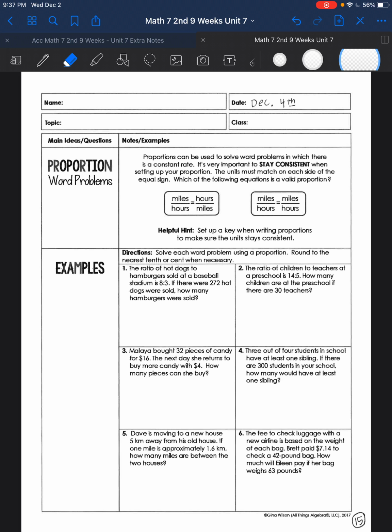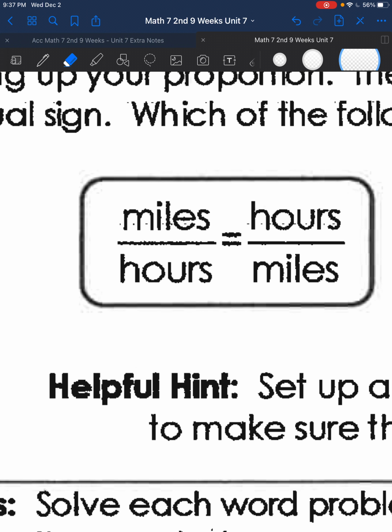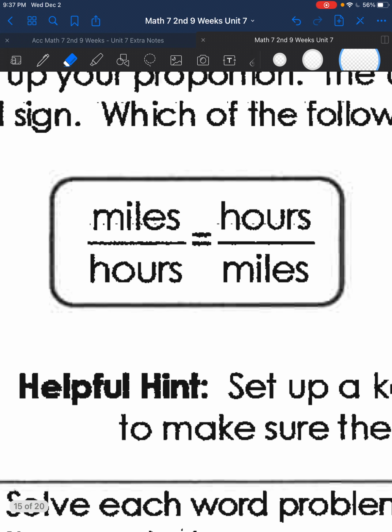So proportions can be used to solve word problems in which there is a constant rate. However, it is very important to stay consistent when setting up your proportions. The units must match on each side of the equal sign. Which of the following equations is a valid proportion?